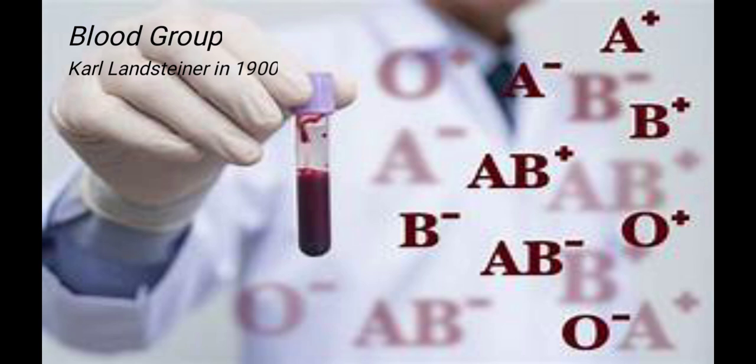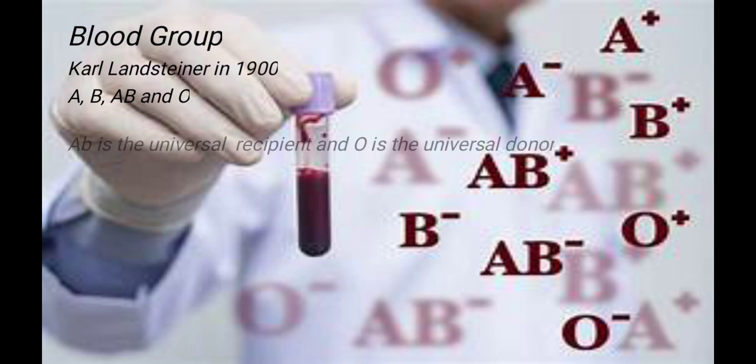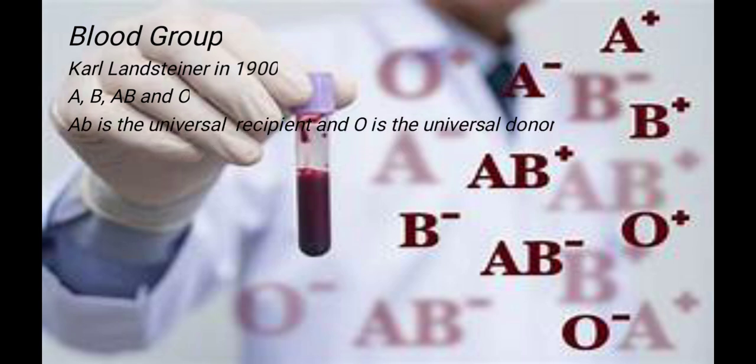On the basis of the antigen present on the surface of the red blood cell, the human blood is classified into four groups that are A, B, AB, and O. AB is the universal recipient and O is the universal donor. That means that the person with the AB type of blood group is the universal recipient because it can receive from all types of blood groups, whereas O is a universal donor because it does not contain any type of antigen on itself, so it can donate to all types of blood groups.